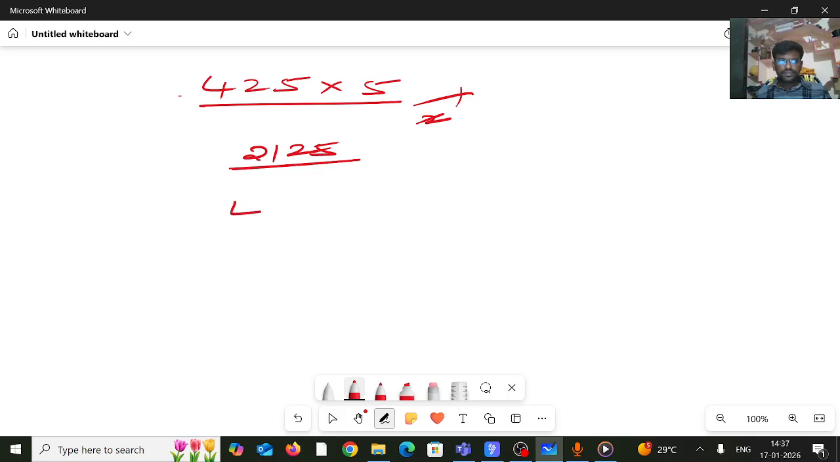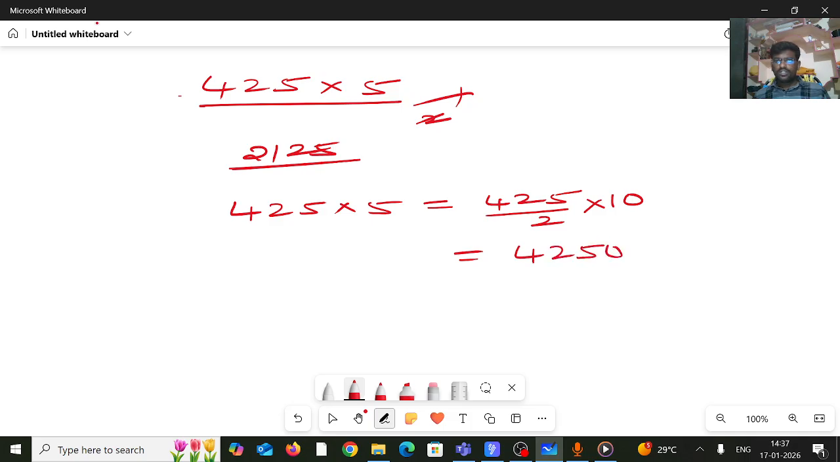Now, 425 into 5. Instead of multiplying by 5, I will multiply by 10 and divide by 2. This is nothing but 4250 by 2, and dividing by 2 means half of that number. Half of 4000 is 2000, half of 250 is 125. This is the actual principle used in this technique.